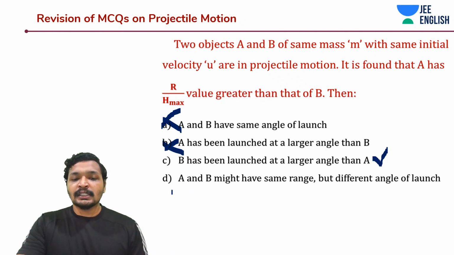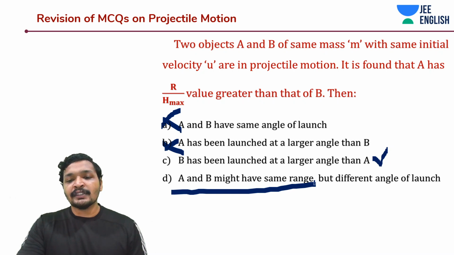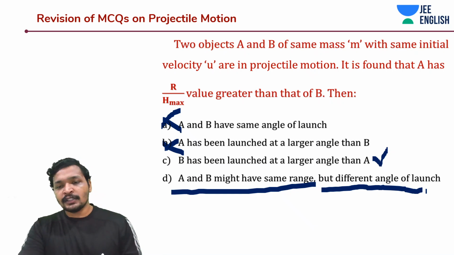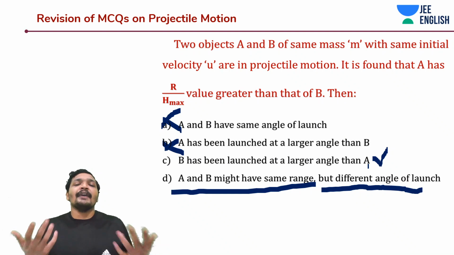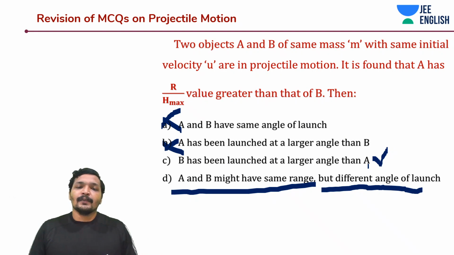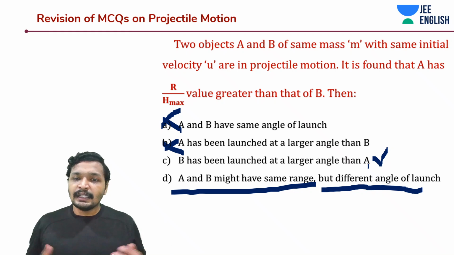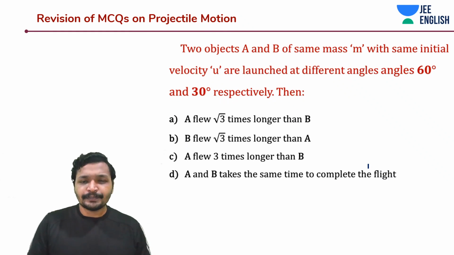And now what about this? A and B might have same range but different angle of launch. This is true. They might even have same range. The velocity is same. What if they are complementary? They might have. It's really simple. Let's get into the next one.